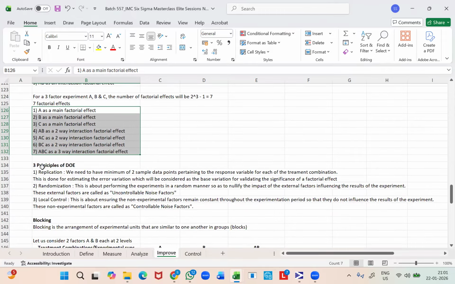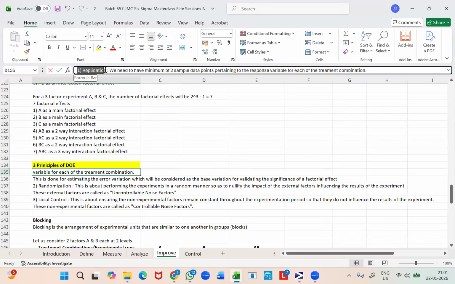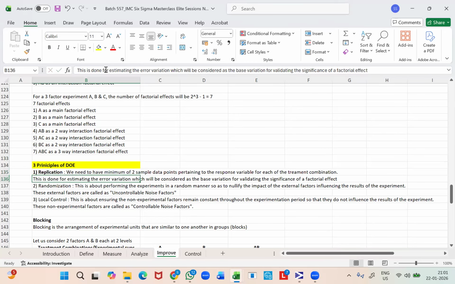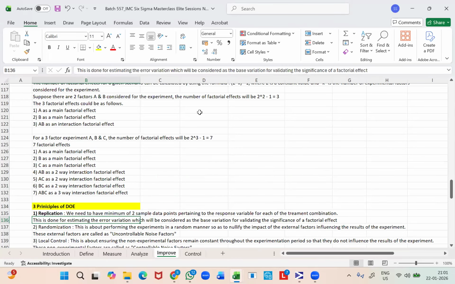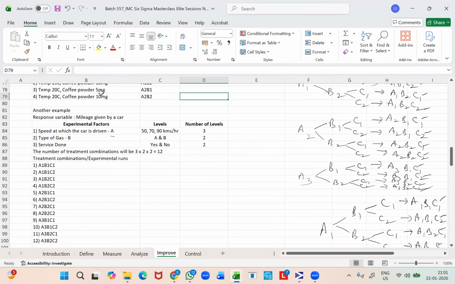Now, when we conduct the experiment, we need to be aware of the three principles of DOE. Very, very important, right? So the first principle is replication. So what is this replication? Replication is all about having a minimum of two sample data points pertaining to the response variable for each treatment combination. Say in this coffee preparation, for each treatment combination, we need to have a minimum of two sample data points pertaining to the taste of coffee. So that is what replication is.